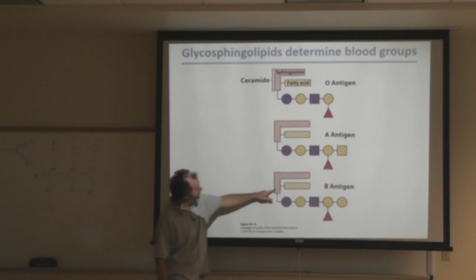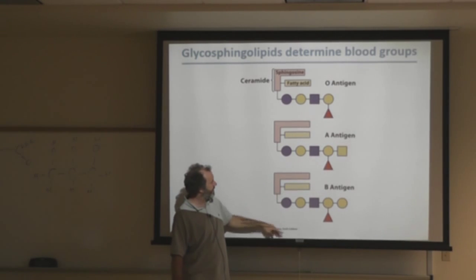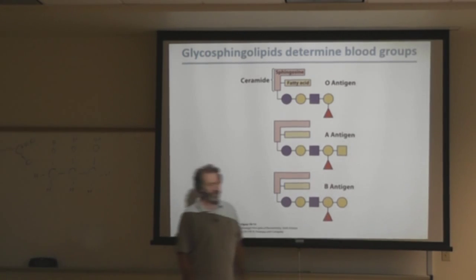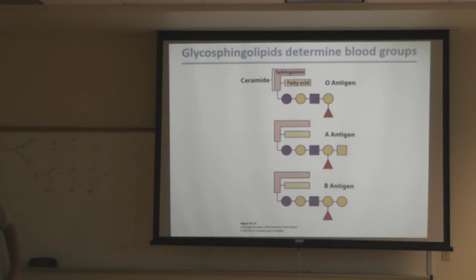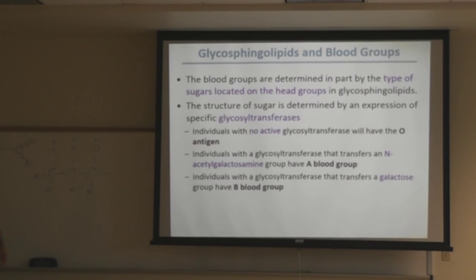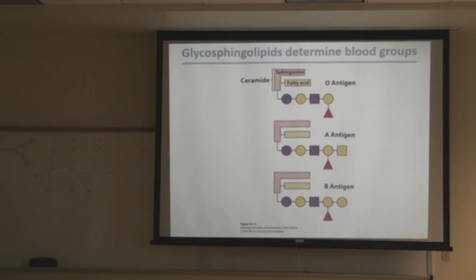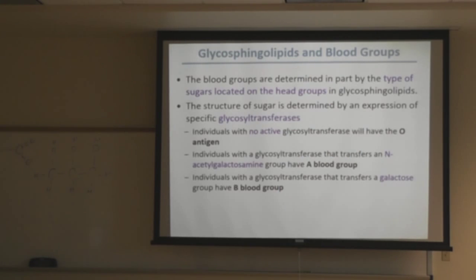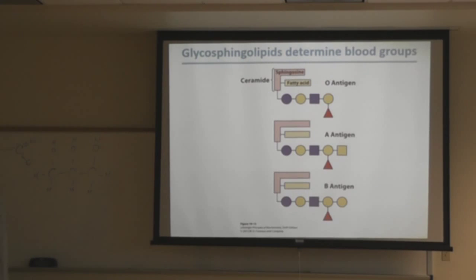You have the sphingosine molecule with the fatty acid. B antigen has a galactose group. So that round is a galactose group. A antigen has the N-acetylgalactosamine. So that means you have the amine group. It's a modified galactose. And then O doesn't have that at all.